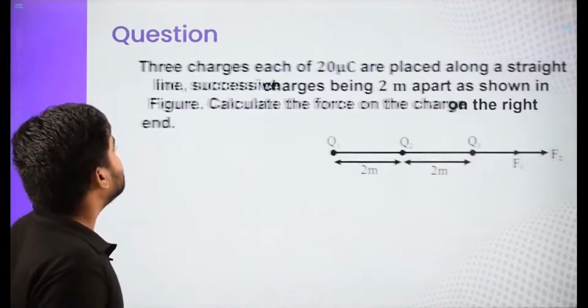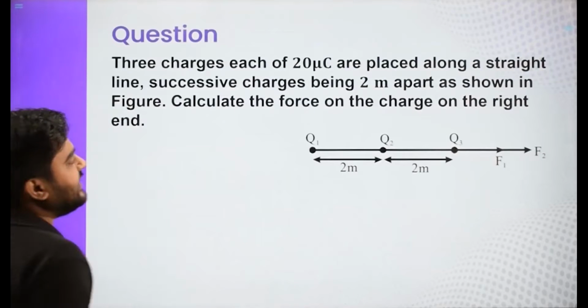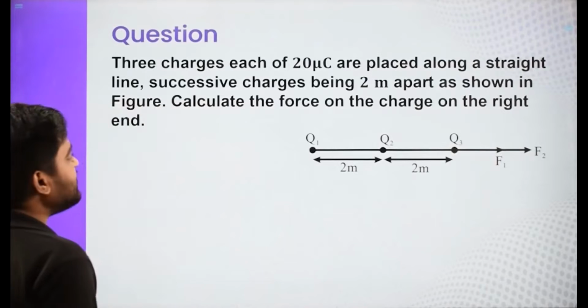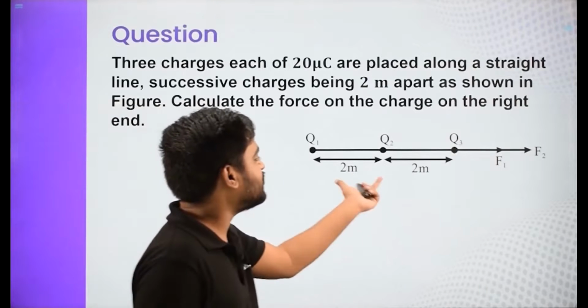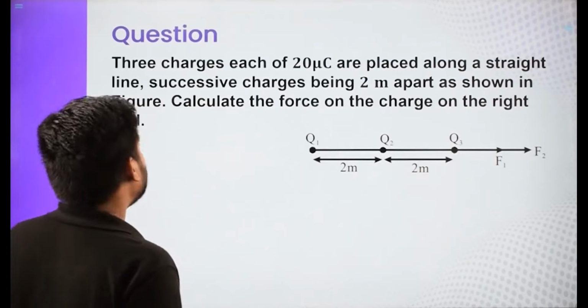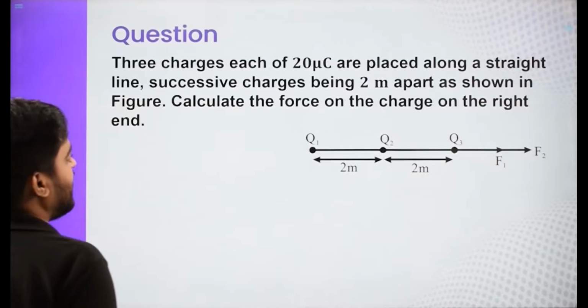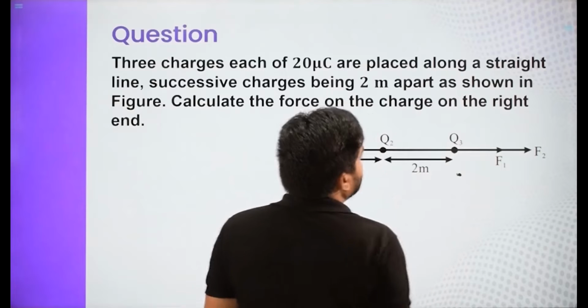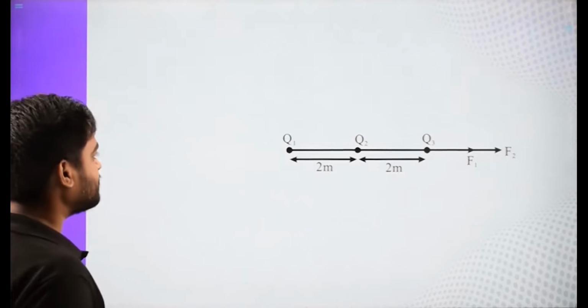Now next is a question. This question says three charges each of 20 microcoulomb are placed along a straight line, successive charges being 2 meter apart. So this is 2 meter and this is 2 meter as shown in the figure. Calculate the force on the charge at the right end. So we need to get the net force acting on this particular charge.